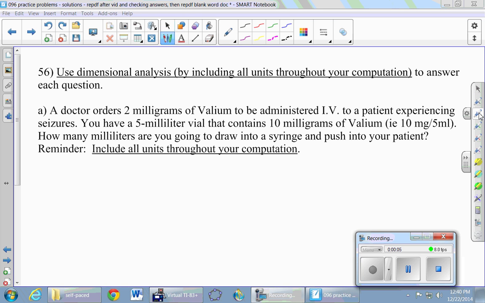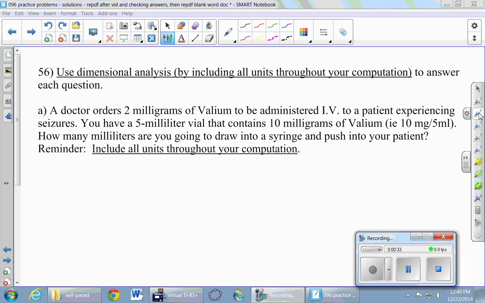Use dimensional analysis by including all units throughout your computation to answer each question. A. The doctor orders 2 milligrams of Valium to be administered IV, intravenously, to a patient experiencing seizures. You have a 5 milliliter vial that contains 10 milligrams of Valium, i.e. 10 milligrams per 5 milliliters. How many milliliters are you going to draw into a syringe and push into your patient? Reminder, include all units throughout your computation.